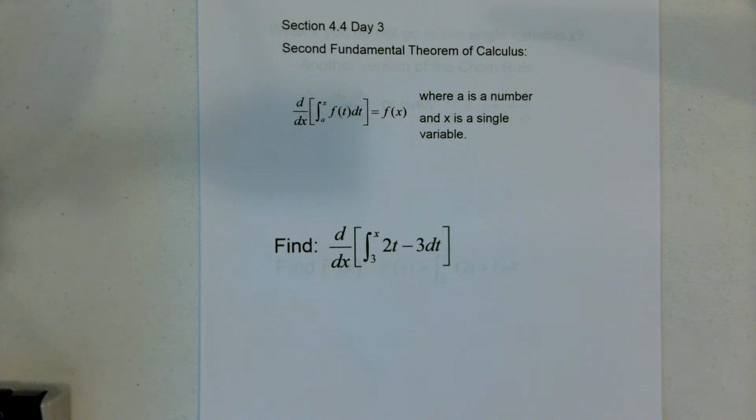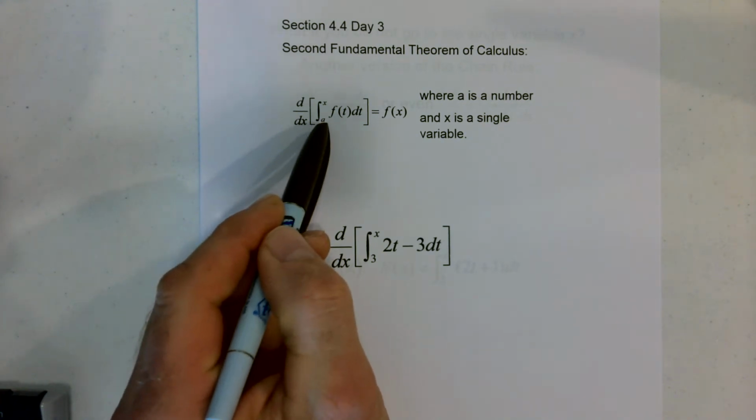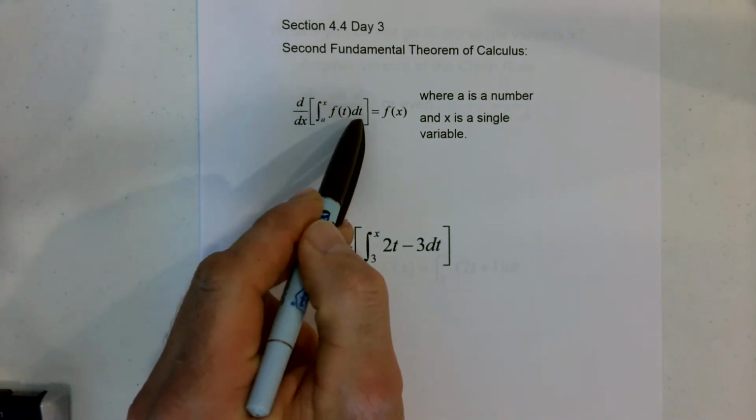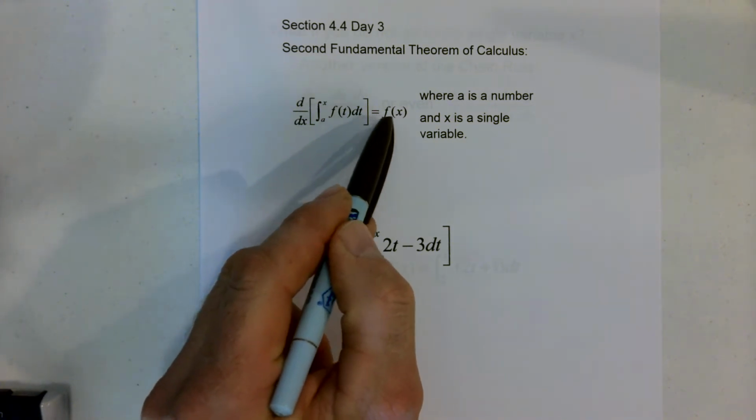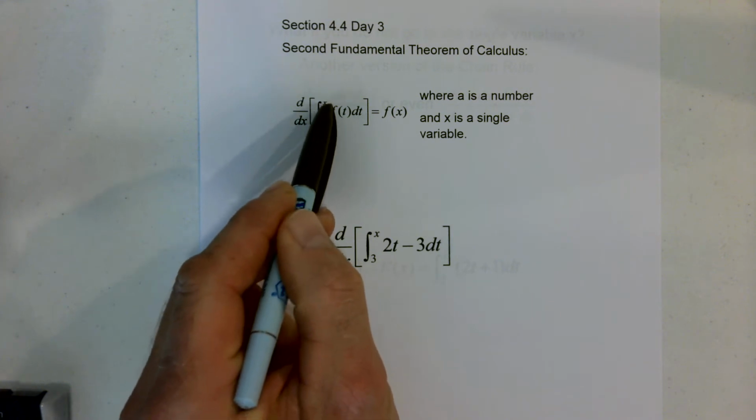All right, section 4.4. We're getting to the end of our days that we're going to talk about with this section. Today we're going to talk about the second fundamental theorem of calculus. So what does the second fundamental theorem of calculus tell us? Well, it tells us that the derivative of the integration from a to x of f of t dt is equal to f of x, where a is a number and x is a single variable.